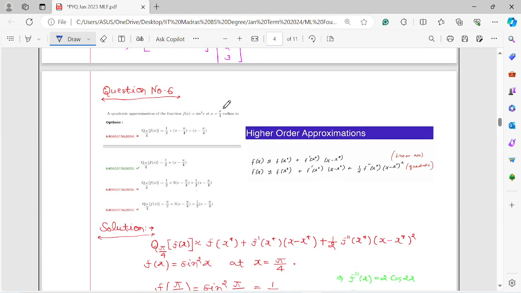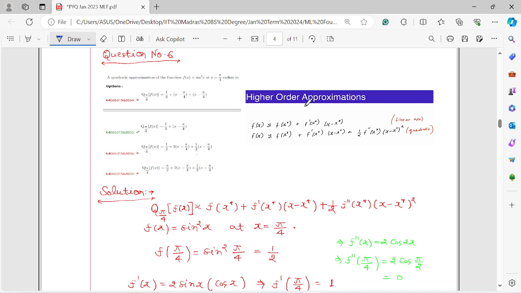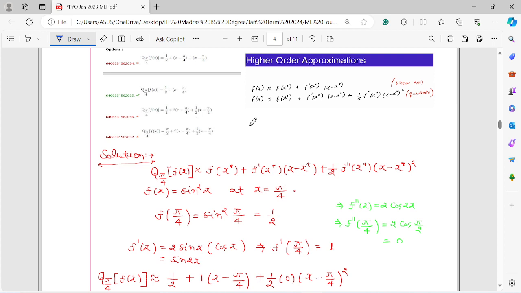Question number 6. This is a higher order approximation problem. This is a quadratic approximation of the function. A function is given at x equal to pi by 4. We have to find a quadratic approximation of this function. Okay, so to solve this problem, we will use this formula. This is the formula used by the professor for quadratic approximation.